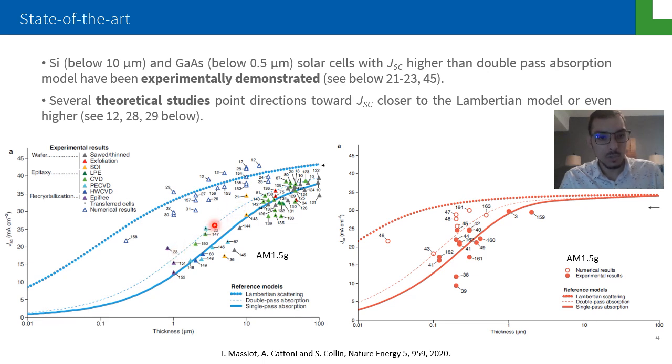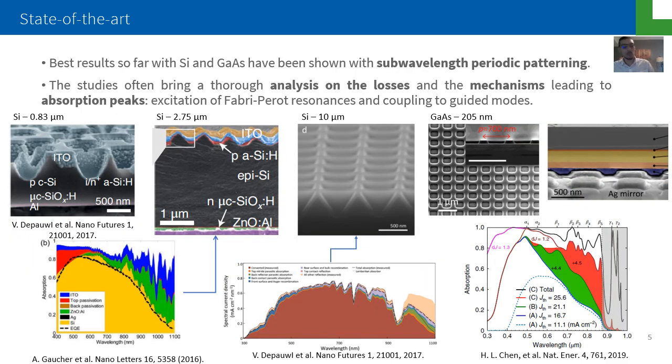For silicon, these dots represent theoretical results from the literature, the open dots, and the closed dots are for experimental demonstrations in the literature. Below 10 micrometers, we see only three results for silicon, and for gallium arsenide, we see only one. So I'm going to talk a little bit more about these four results, three for silicon and one for gallium arsenide.